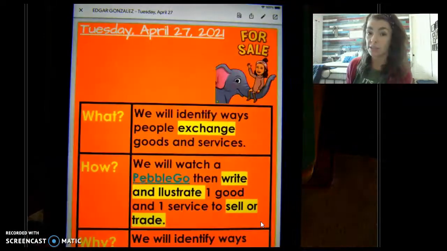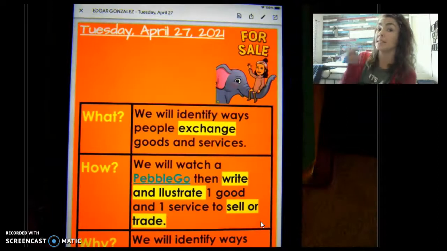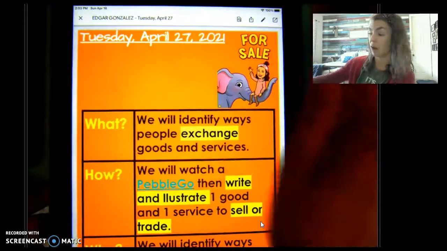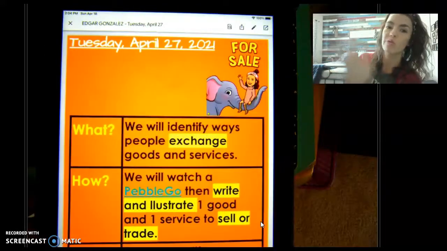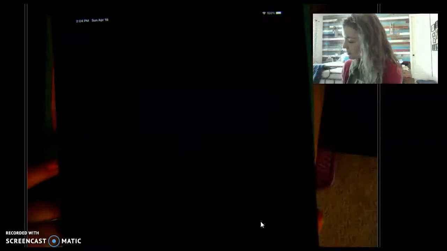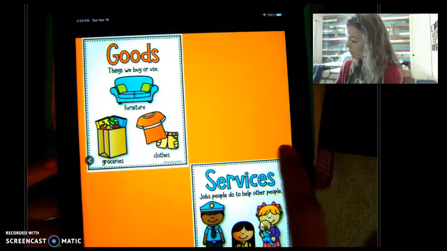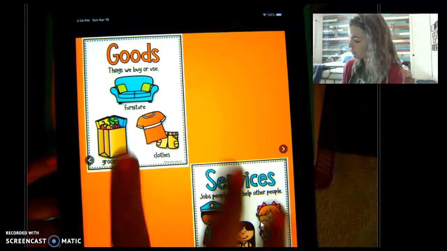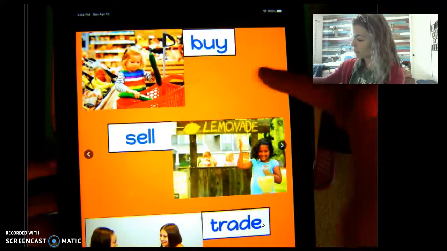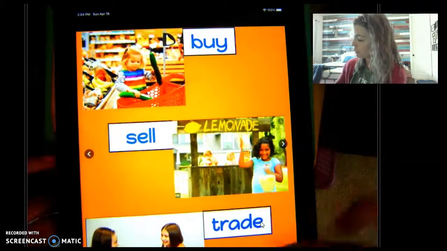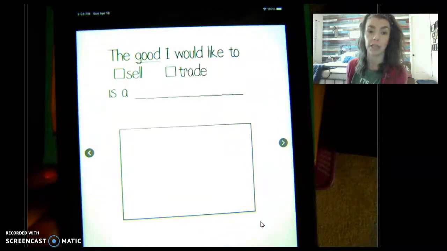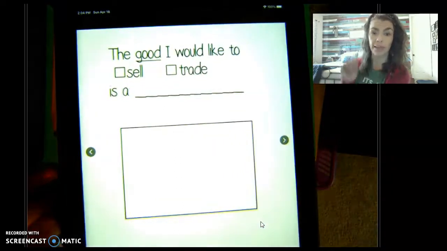Once you come to your slide, today all we're doing is illustrating and writing, so we can use the pen. We don't need to go out to Google Slide. We're not moving any items. So click on that pen icon, then arrow over, review your goods and services. You'll show me a good, you'll show me a service. Review that. You're going to buy. Nope, you're not buying today. You're selling or you're trading. There's those two words you'll need. And then here's your first page to complete. I'll do one with you, and then it'll be your turn.